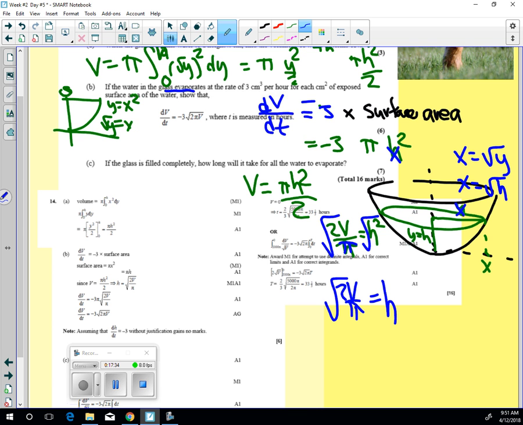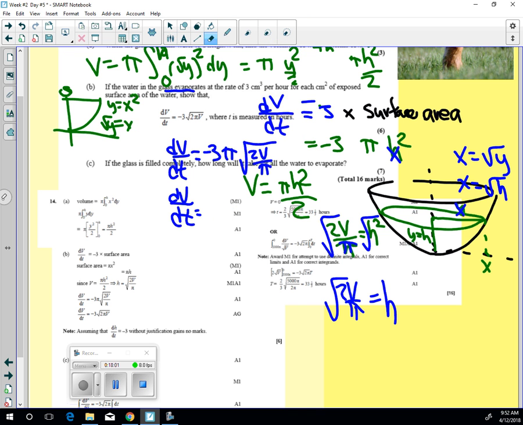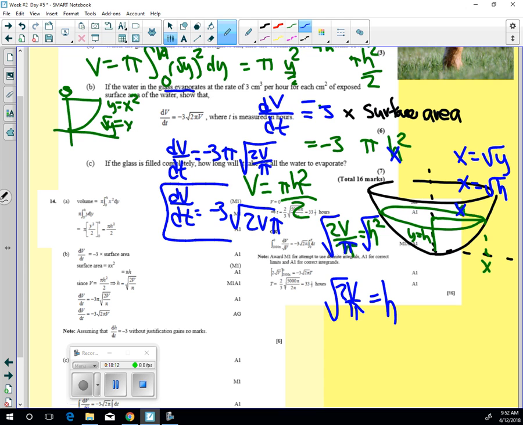So then when you put that into this equation, dV/dt is equal to negative 3 pi, and then you're going to have h, which is the square root of 2V over pi. And dV/dt is negative 3 pi times, well, what I'll do is I'll take that negative 3 square root of 2V pi over the square root of pi, which is still the square root of pi. So there's your formula.